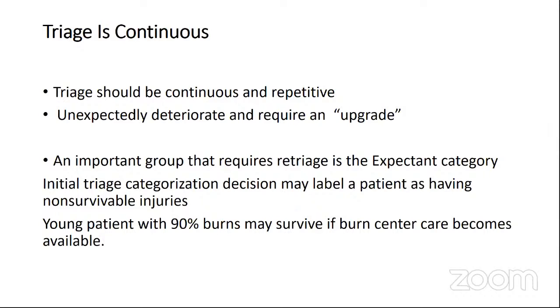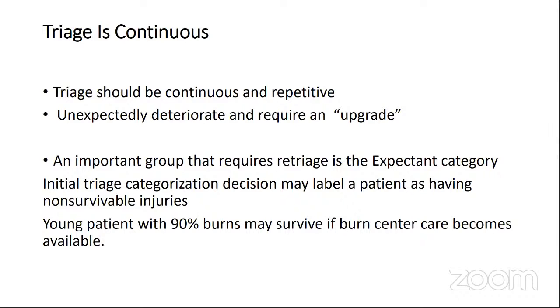So if the patient reaches the hospital in a yellow priority, we have to repetitively assess the patient. If anything happens, like if the patient deteriorates, we have to up triage the patient, or if needed, we can retriage the patient. So usually the patient who needs retriaging is the expectant patient.